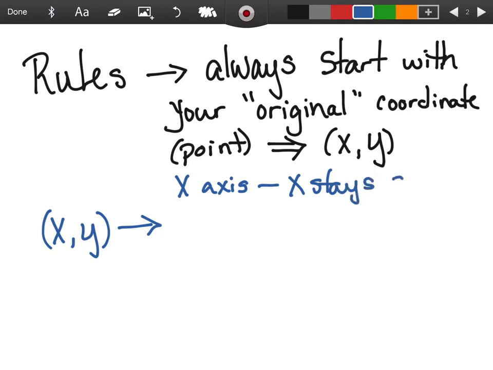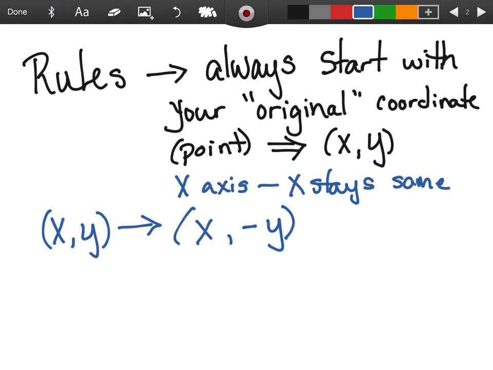Okay, so x stays the same. So when I am looking at my coordinates and I'm looking at the original x and y, my new x is going to be exactly the same. Okay, my y then changes, and the y part that changes is the positive negative of my y. So if my y was positive, it now becomes negative. If it was negative, it becomes positive. That's the only thing that changes.